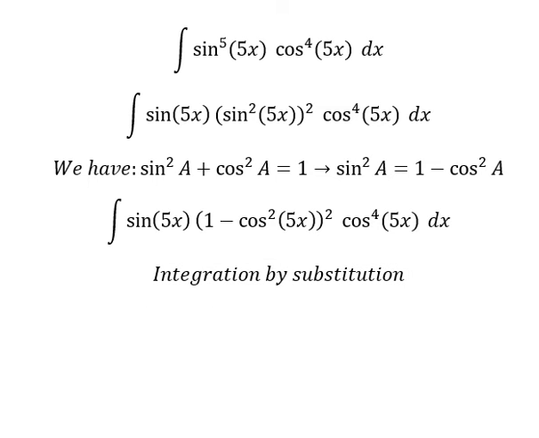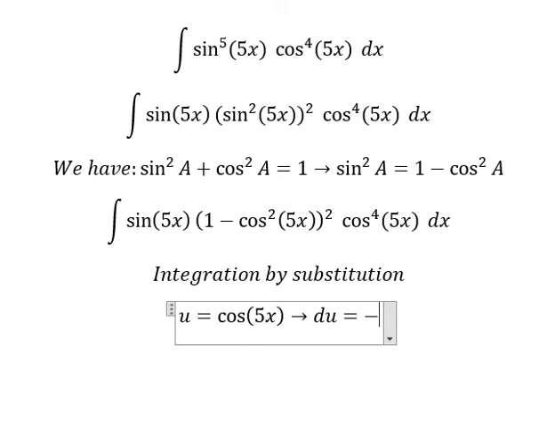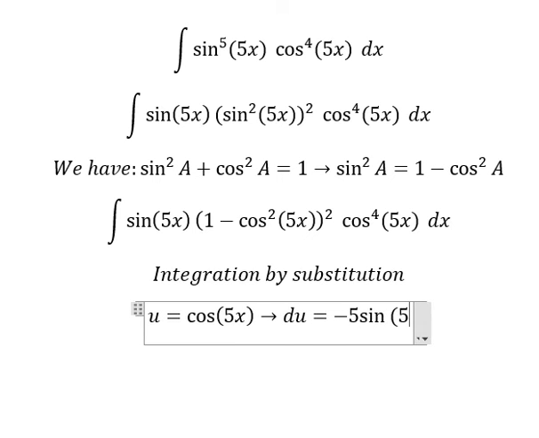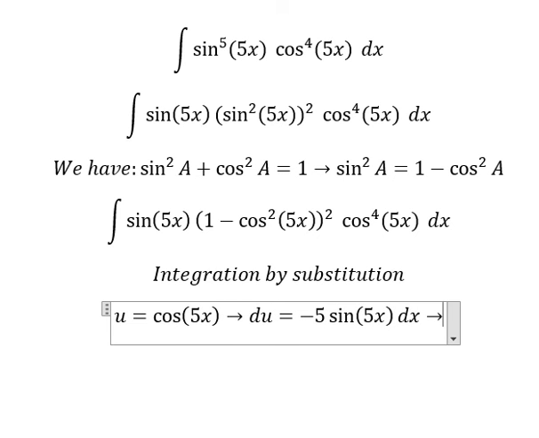So I will put u equal to cosine 5x. Later we need to first take the derivative of both sides, and we have negative 5 sine 5x dx. Next, because we don't have negative 5, we need to divide both sides by negative 5.